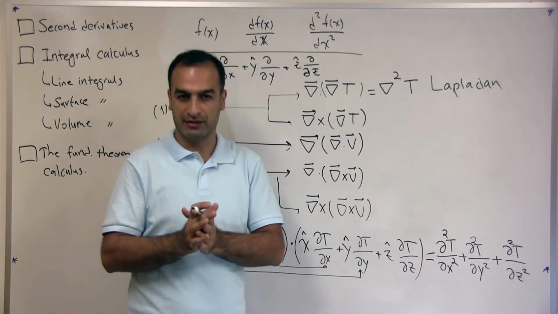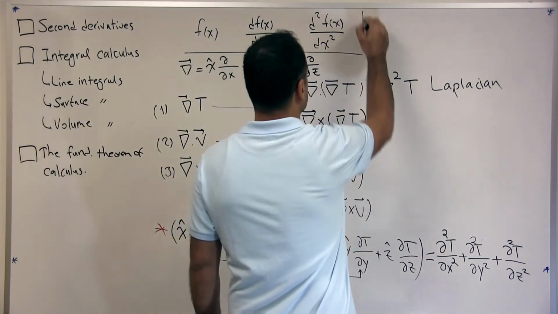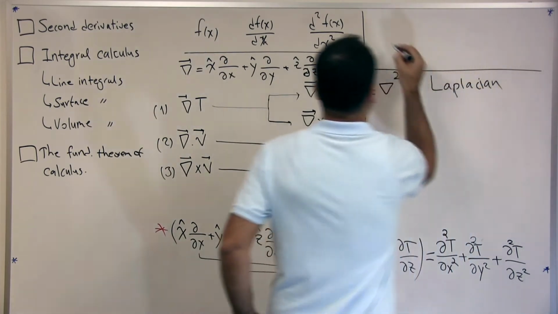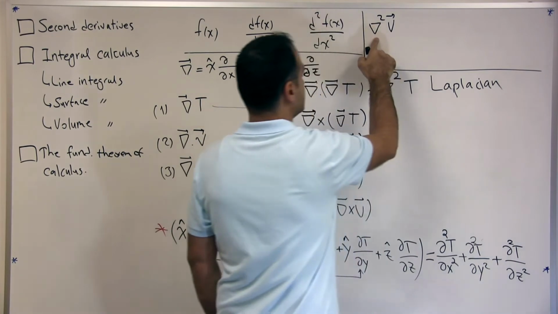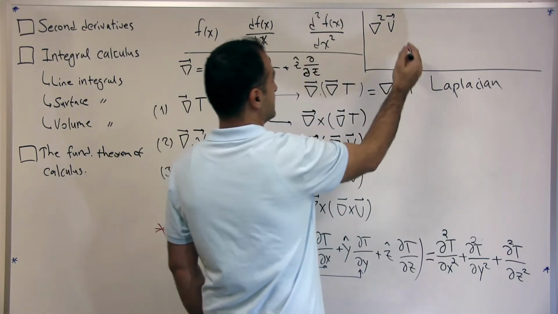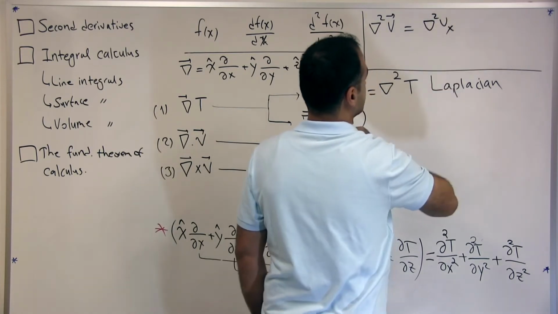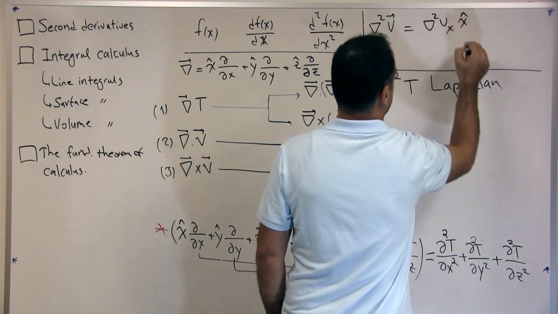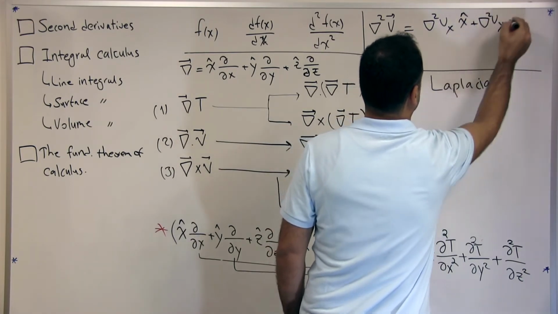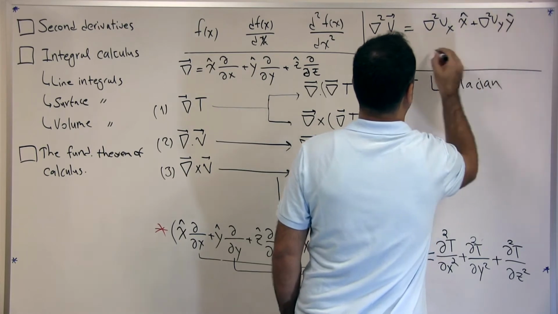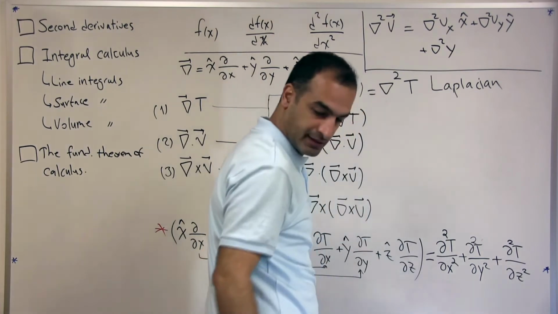And the result is also a vector, okay? So if I want to write that here, I'm going to open up a window. If you have the Laplacian acting on a vector, let's say a three-dimensional vector, this is equal to the Laplacian of the x component of the vector times x hat, plus the Laplacian of the y component of the vector times y hat, and then you have a similar term for the z direction.